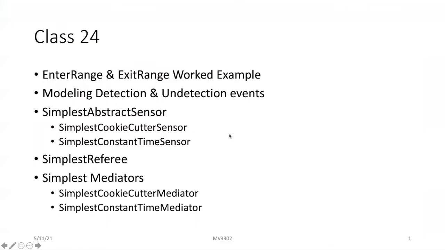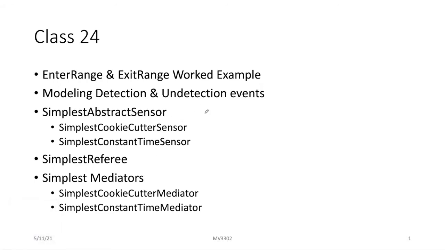Okay, so now I'm going to first do another enter and exit range worked example when both the sensor and the target are moving. Then we're going to look at an implementation. We're going to start looking at implementation of this detection and undetection events, as well as the enter and exit range stuff. So to that end, we have a number of different classes.